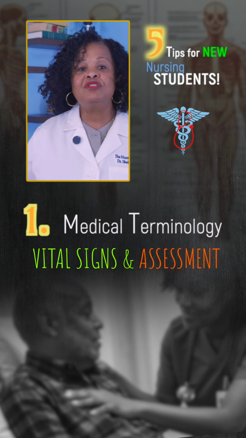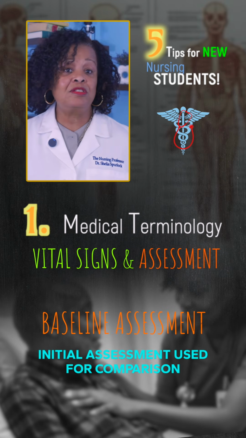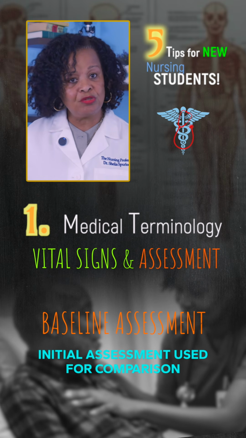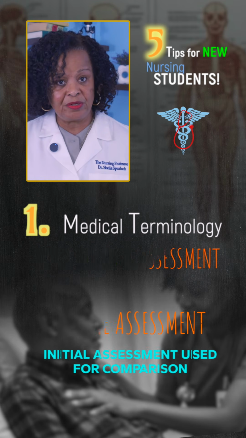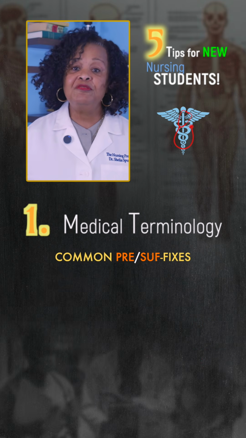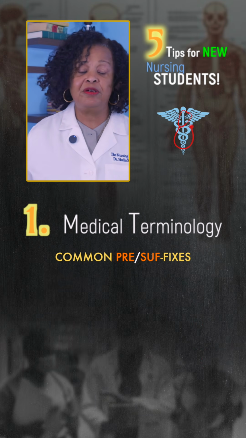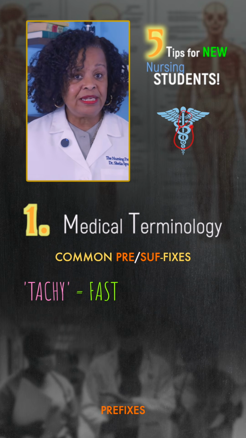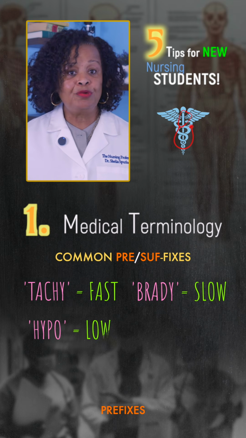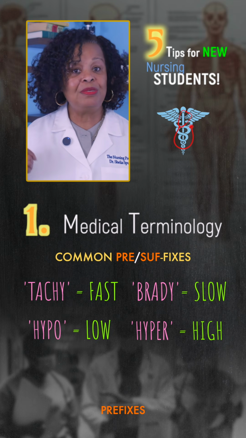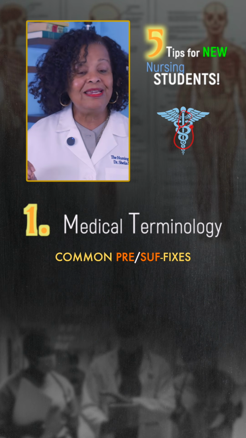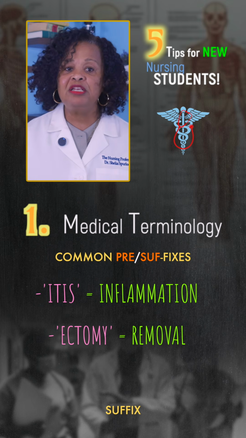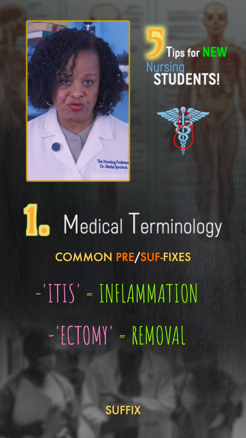All right, then you're going to make sure you understand a baseline assessment is necessary in order for you to be able to do comparisons. So you do an assessment first, you find out what is normal for that patient, and you have something to compare it with. Now, these are some common prefixes and suffixes that you should be aware of, and this is really going to help you out a lot. Tachy means fast. Brady means slow. Hypo means low. Hyper means high or above normal. Itis means inflammation. And ectomy means removal. So frequently you'll hear of ectomy if somebody had a particular type of surgery.